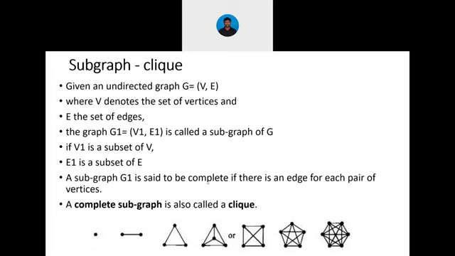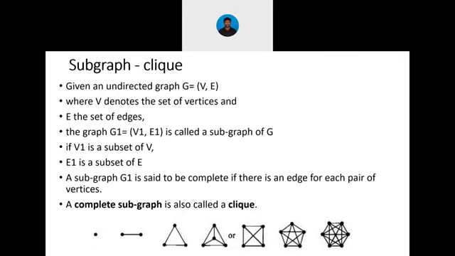The subgraph G1 is said to be complete if there is an edge for each pair of the vertices. This is a very important definition. When can we call a subgraph a complete graph? If there is an edge for each pair of the vertices. That is called a complete graph. A complete subgraph is also called a clique.